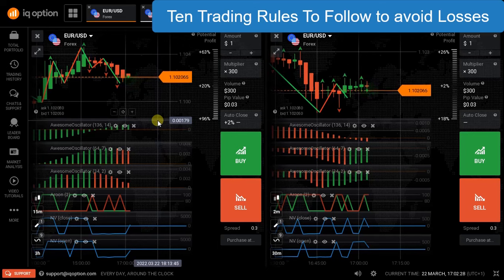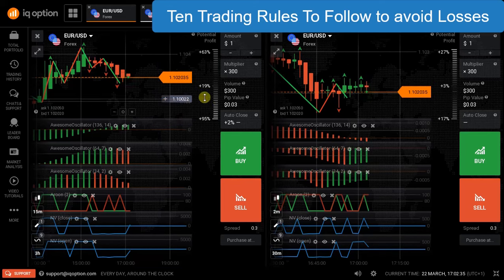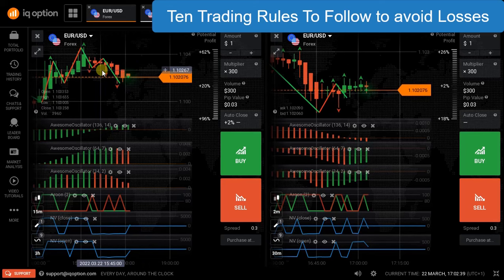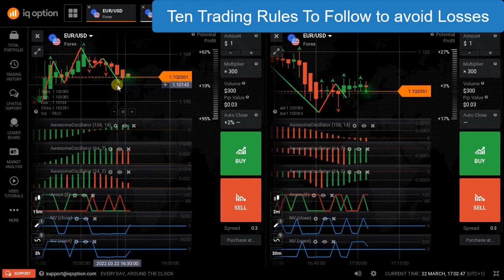Now, the next rule says never trade against a resistance. This is very important too. Now, these are the resistance here. I use the fractal indicator to represent my resistance points. These are resistance. If I told you you're going to be entering a trend and you find that you have a resistance or a formation of a resistance in your way, please don't.